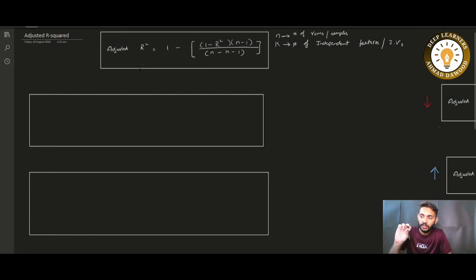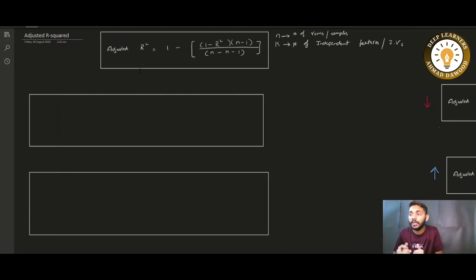We have just made some changes in the R square that we are already using, so that it can cater to the number of samples and number of features also. That way we can see how much our accuracy is increasing with the increase of features. If the features that we are adding are irrelevant, then our adjusted R square will decrease.